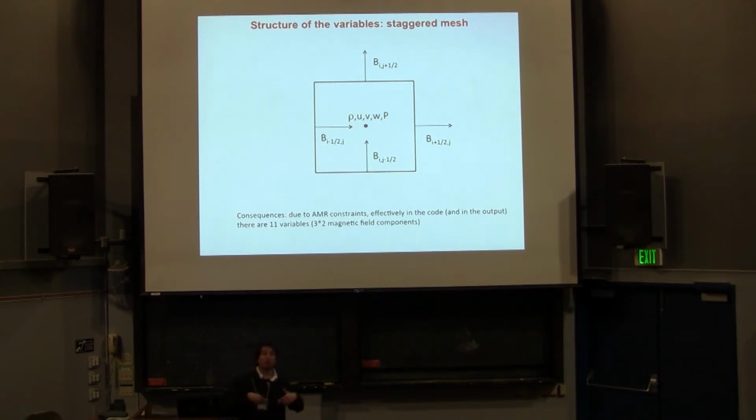So when you actually analyze your data, you will have 11 variables, not 8. Okay, so when you specify in the makefile the number of variables, it would say 8. But when you analyze the data, you have 11. So essentially 8 plus 3 because of this structure.